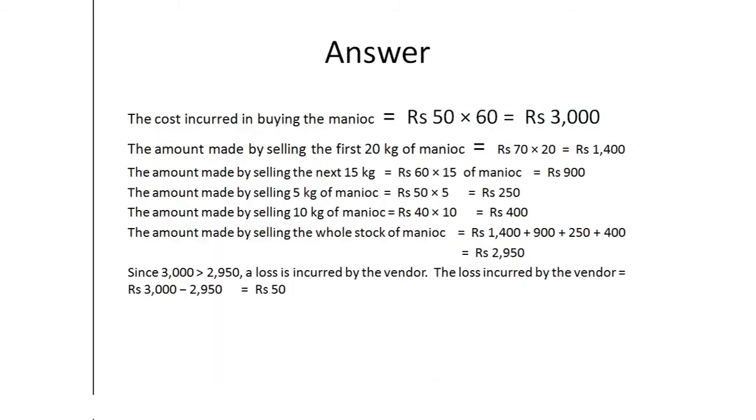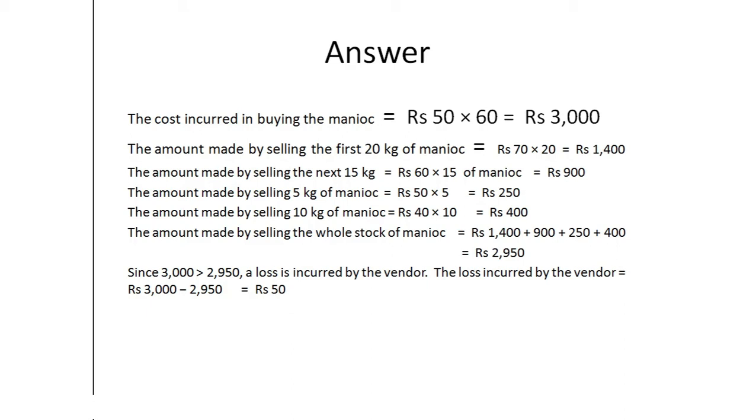Now we are going to discuss the answer. First we have to find the cost incurred in buying the manioc. 1 kilogram of manioc he bought is 50 rupees. How many kilograms did he buy? 60 kilograms. So if you want to find the buying price, 50 rupees into 60 is 3000 rupees. The buying price of the manioc is 3000 rupees.